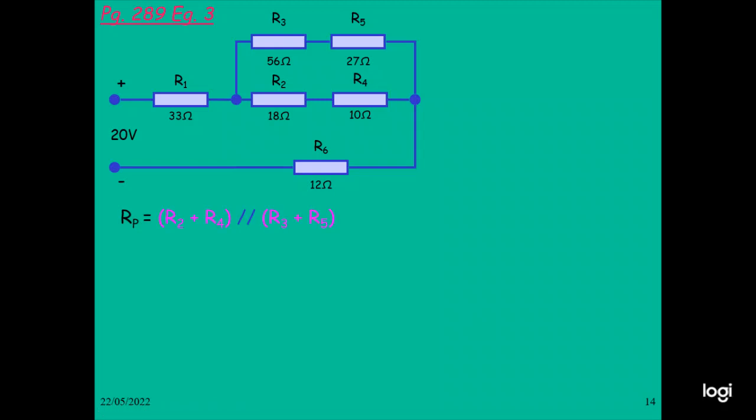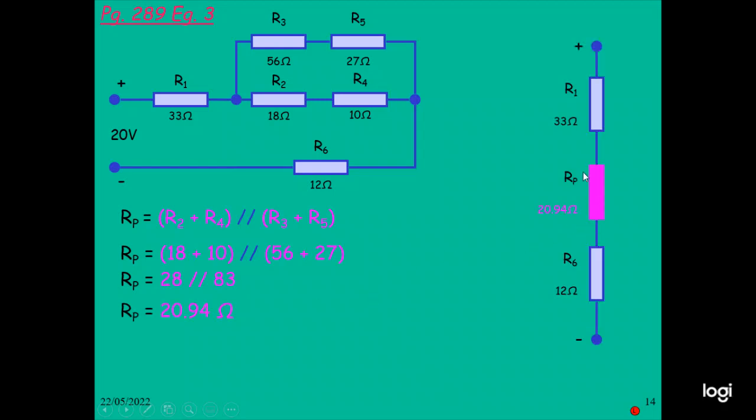So this one you also have to make the connection so that R2 and R4 are a combination in series, and R3 and R5 are in series. So R3 plus R5 and R2 plus R4 are connected in parallel. So RB equal to R2 plus R4, which is 18 plus 10, and R3 plus R5 can be 6 by 27. So RB is this way, the 28 and the 83 are parallel. So you got the 20 plus a 940.